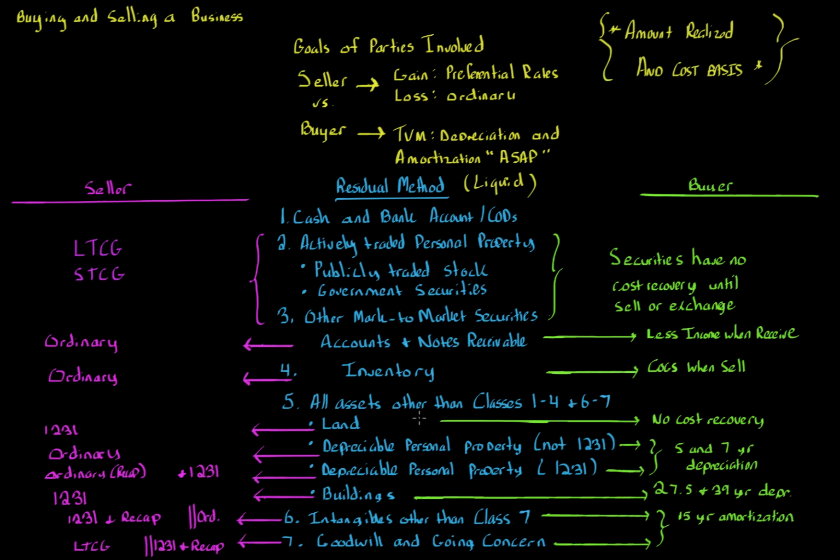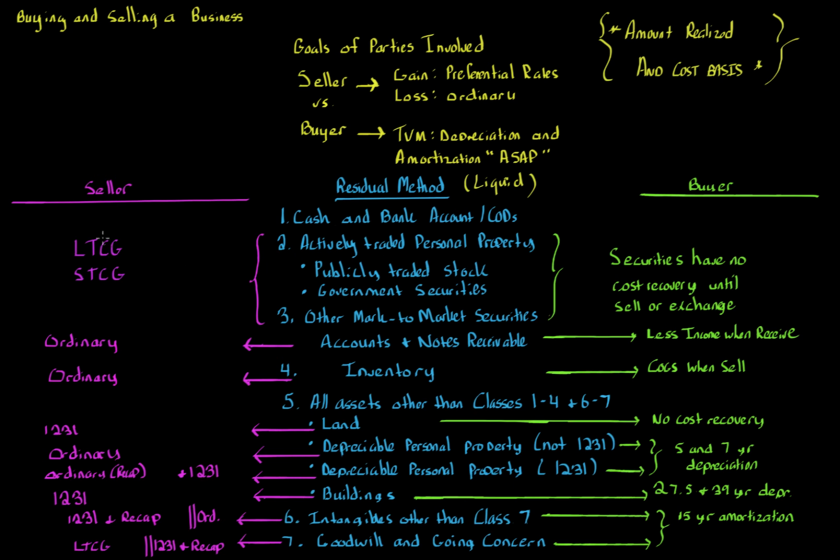All right, so I first want to go through the seller and the order of preference with respect to each of these items. Now, class 1, again, won't have any difference. So with respect to the seller and buyer, we're not going to talk about that. Class 2 and class 3, the other mark-to-market securities. So these are dealing with financial securities.